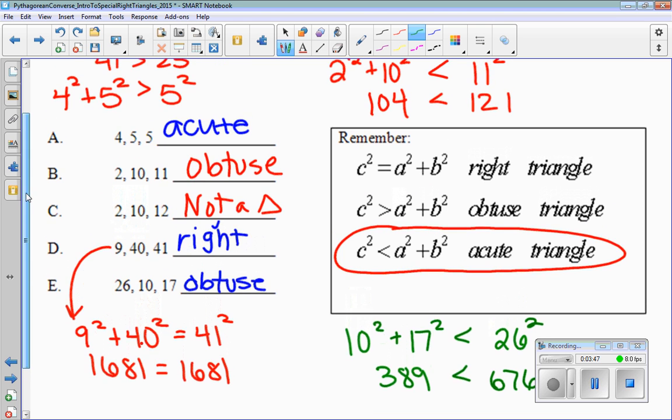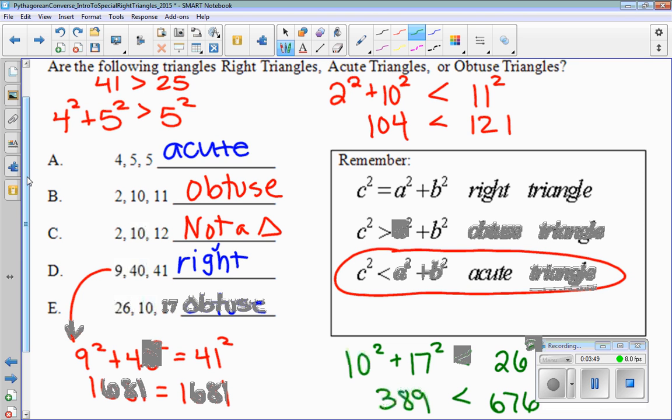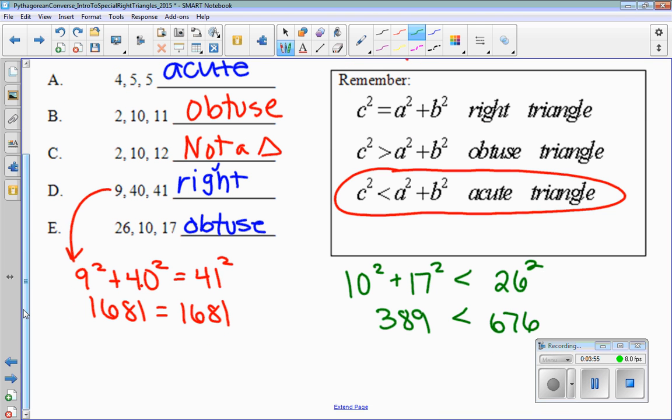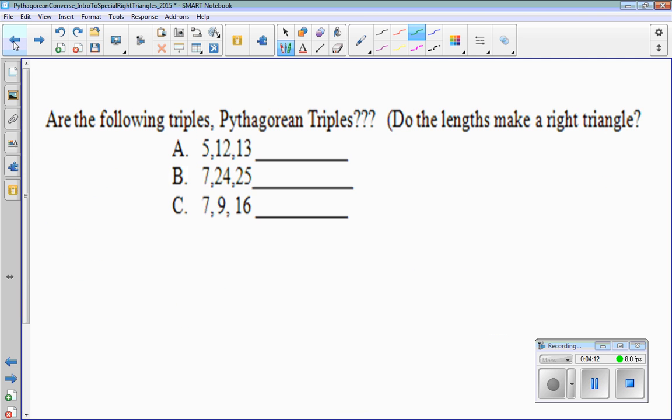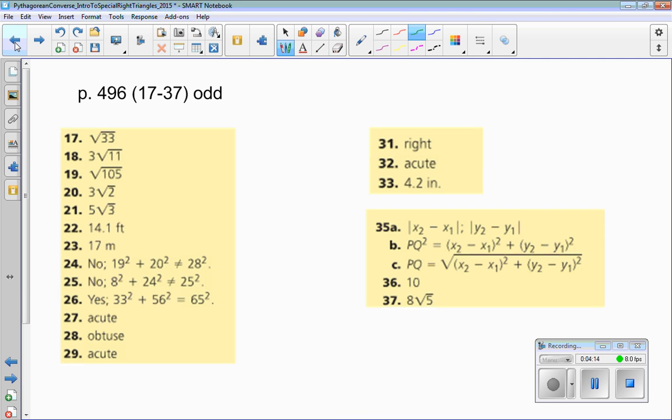Okay? This is called the Pythagorean converse, by the way. The converse of the Pythagorean theorem. The Pythagorean theorem says that if the sum of the squares of the two smallest equals the square of the largest, a squared plus b squared equals c squared, then it's a right triangle. But we can also look at the other two situations to decide what kind of a triangle it's going to be. Here are the answers to your homework, so go ahead and check those for me.